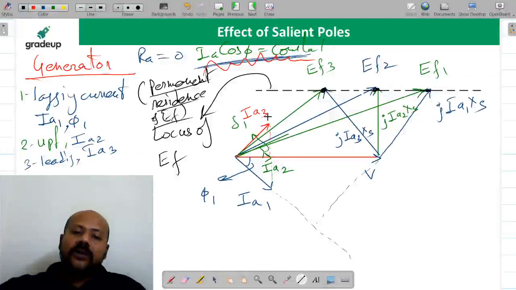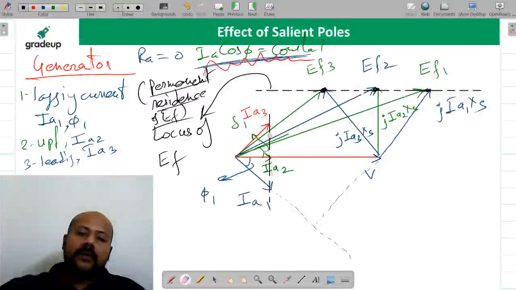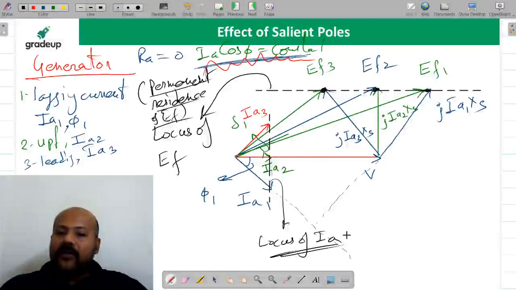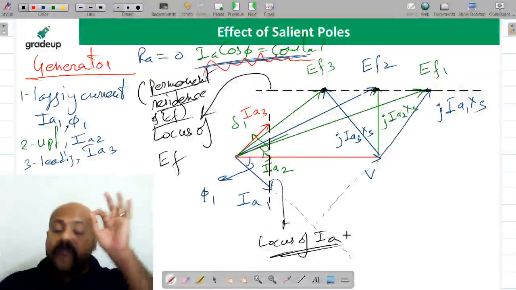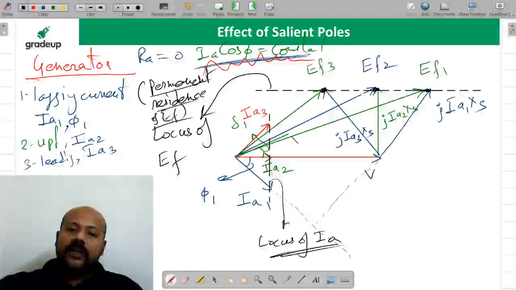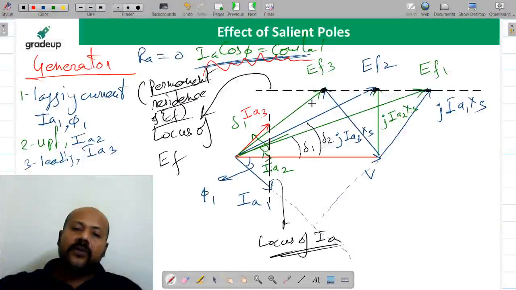And what is the locus of IA? What is the locus of IA, beta? You see here, this is going to be the locus of IA. This beta we are calling as locus of IA. Is it clear to all of you? Now we are going to make a very important conclusion. What is that conclusion, beta? You see here, this angle we are calling as del 1, this angle we are calling as del 2, and this angle beta we are calling as del 3.